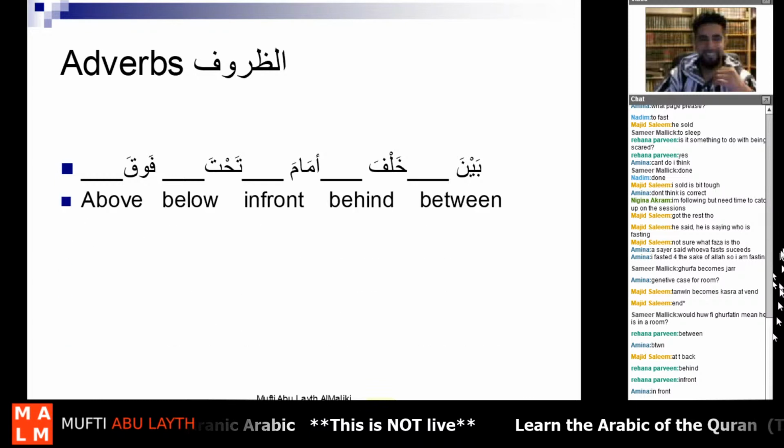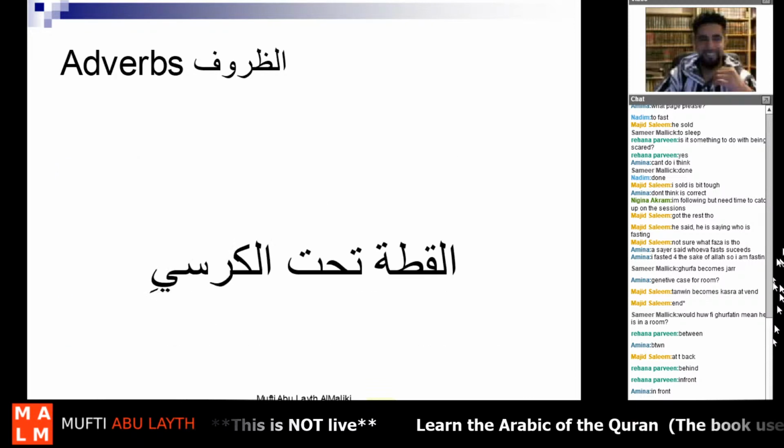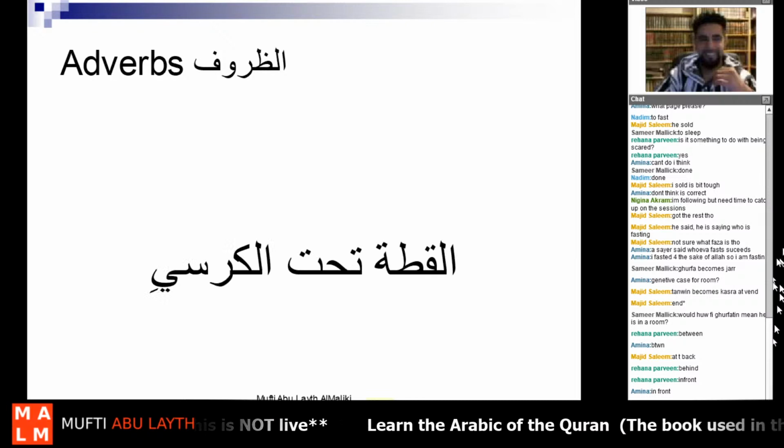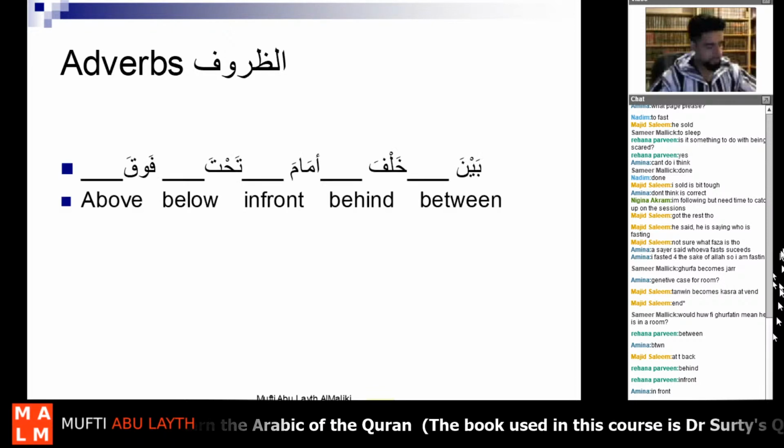I don't know why this keeps, there seems to be a ghost in the machine. Right, so here's the example which I'm going towards, and it's kind of moving. The ghost in the machine is taking over. Right, okay.